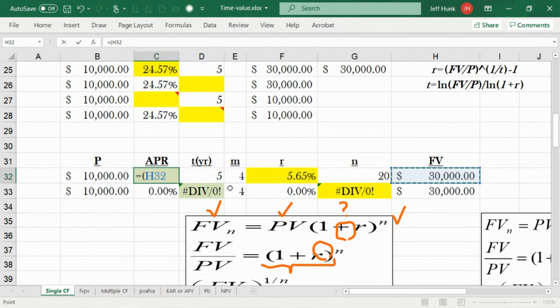We're just trying to find... Okay, try, go ahead. H32 divided by B32. Okay, closed parentheses, raised to, open parentheses, 1.